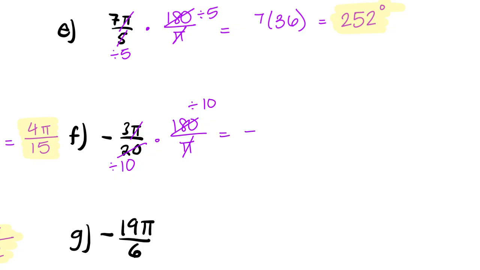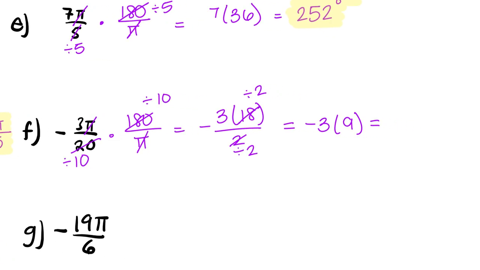I'm going to have negative 3 times 18 over 2. 2 and 18 can simplify using 2. And I'm going to end up with negative 3 times 9, which gives me a negative 27. And don't forget, you have to have that degree sign.